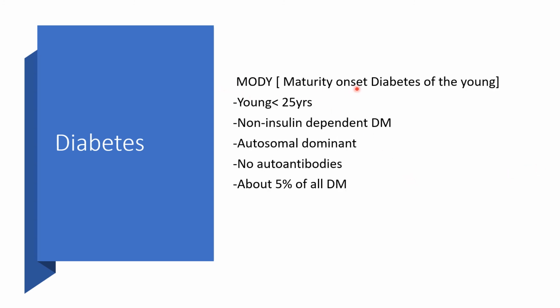Now, the maturity onset diabetes of the young. Like we've seen, of the young, right? It is going to happen in people less than 25 years. It is non-insulin dependent diabetes mellitus, like type 2. Autosomal dominant will be the pattern of inheritance. So, meaning, all you need is one gene from either of the parents. You don't need both parents to pass on the genes before you can come down with it. No autoantibodies here. So, there's no autoimmune condition destroying the pancreas here. And it is just about 5% of all diabetes mellitus cases.